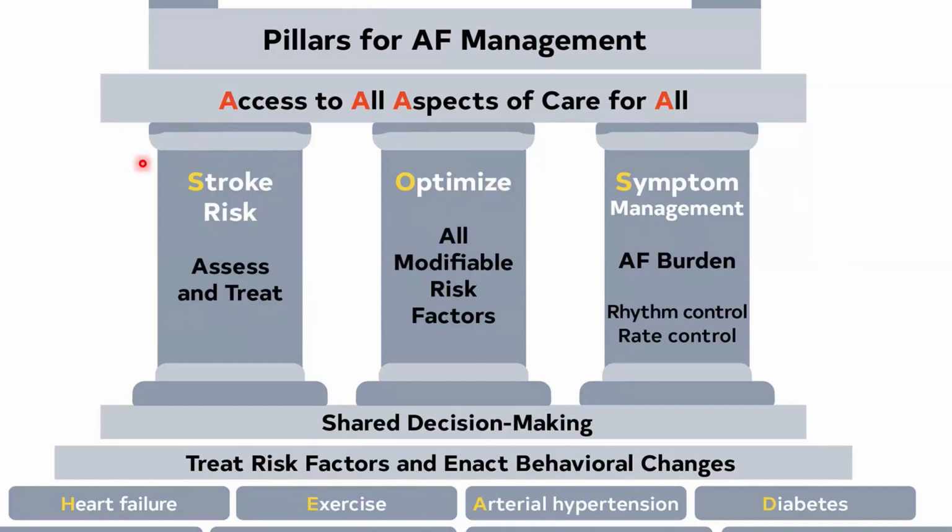One is to assess and treat stroke risk. So that's first. Then optimize modifiable risk factors like heart failure, obesity, arterial hypertension, diabetes, sleep, especially sleep apnea. Then make some decision about symptom management and atrial fibrillation burden. Atrial fibrillation burden refers to the amount of time that you're actually in atrial fibrillation as opposed to sinus rhythm, and decide about either rhythm control or rate control.